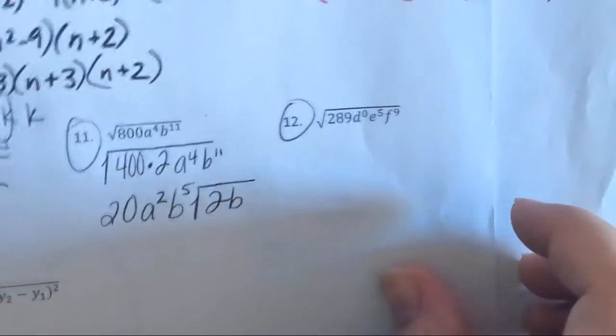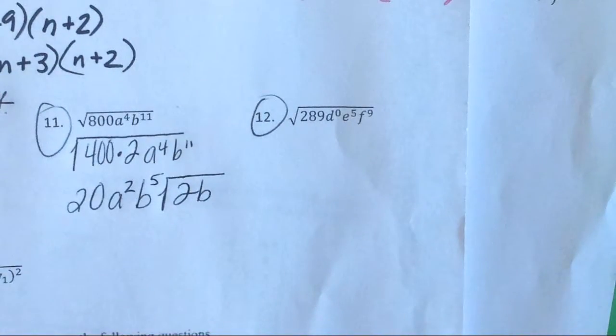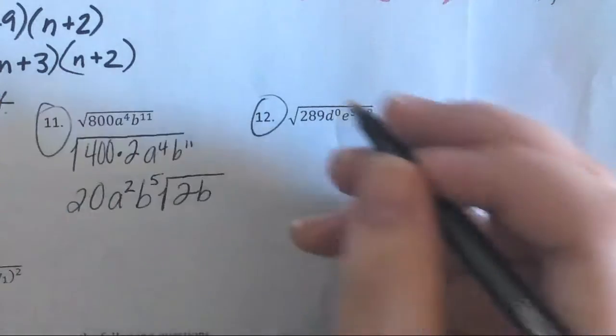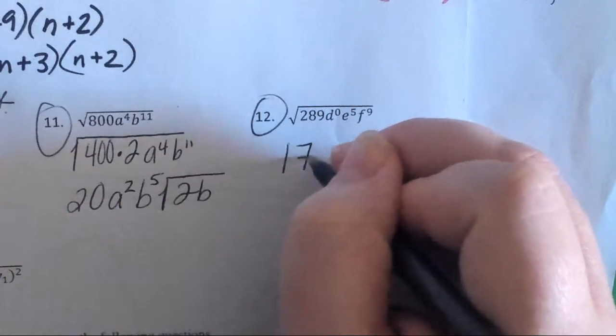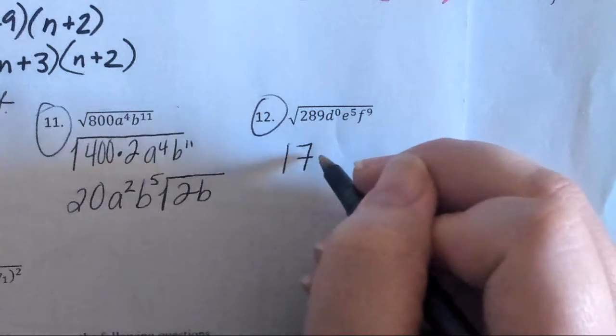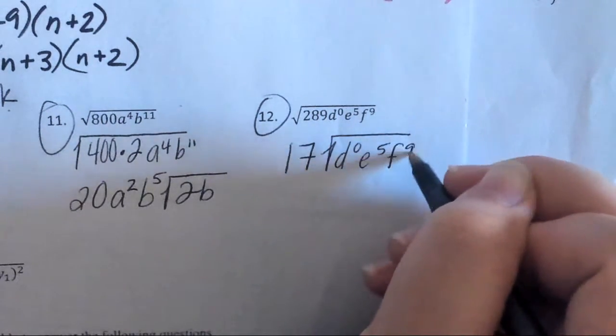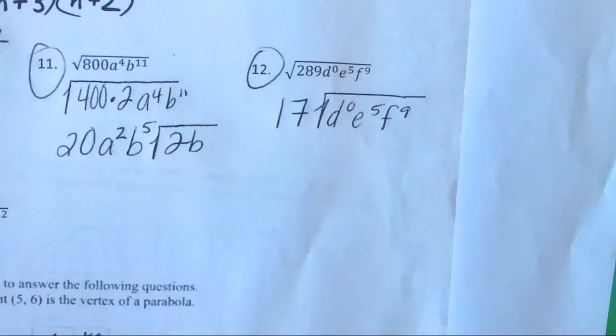Number 12, and then I've got to go take a picture. How lovely. Okay, number 12. Number 12 is the one tricky one of the day, 289. Oh, God bless you, Mia. You can have 2 points for that. So 17, but then that's not even the tricky part. The tricky part has to deal with the exponents. It was a d to the 0, an e to the 5th, an f to the 9th. D to the what? 0.